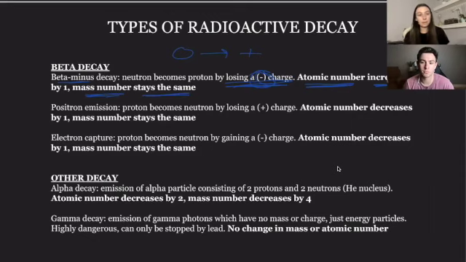Okay. Another type of beta decay is positron emission. And so that's when a proton becomes a neutron by losing a positive charge. So the atomic number is going to go down, and the mass number is still going to stay the same, because a proton and a neutron weigh about the same. And you're not losing a proton. I want to make that clear.